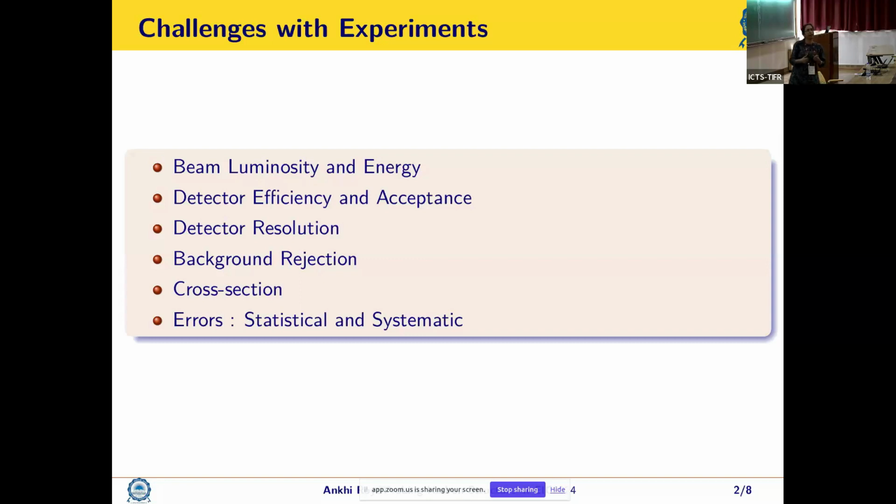So you have to use some techniques so that you can do background rejection. It's always a compromise, how you balance your signal to noise ratio. You have to pay your price here. And the cross section is the probability of the way that particles are produced, so that I cannot change.